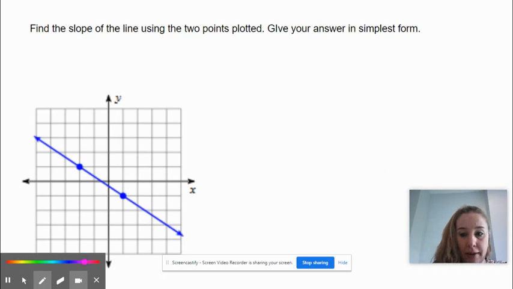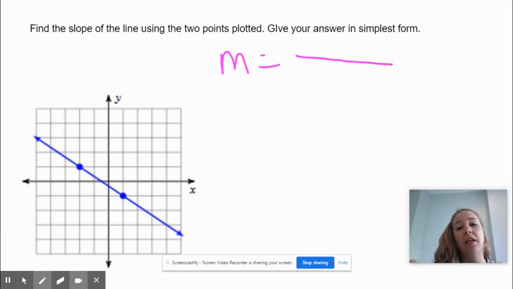Okay, so make a prediction. What do you guys think? Is this going to be positive or negative? What are we looking at? It's going down from left to right, not the way I would want to see my stocks go. So I'm going to predict that this is going to be negative.